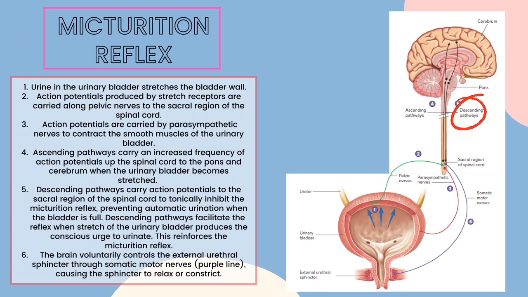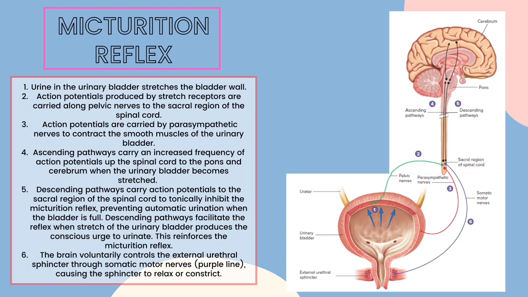Fifth, descending pathways carry action potentials to the sacral region of the spinal cord to tonically inhibit the micturition reflex, preventing automatic urination when the bladder is full. Descending pathways facilitate the reflex when stretch of the urinary bladder produces the conscious urge to urinate. It only means that this reinforces the micturition reflex.